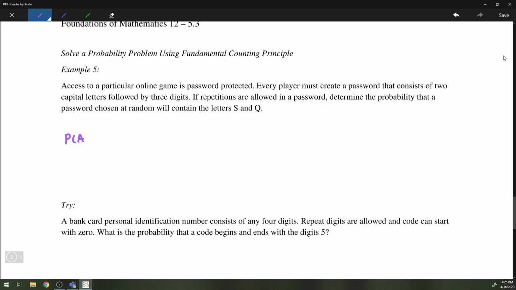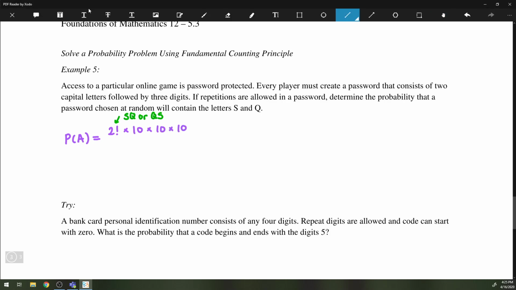So probability A, where A describes the event. If it has to contain the letters S and Q, there's only 2 arrangements of that. Really, it's either SQ or QS, right? And then the 3 digits don't have any restrictions, so you can have anywhere from 0 to 9, anywhere from 0 to 9, anywhere from 0 to 9. So those are 10 digits each.